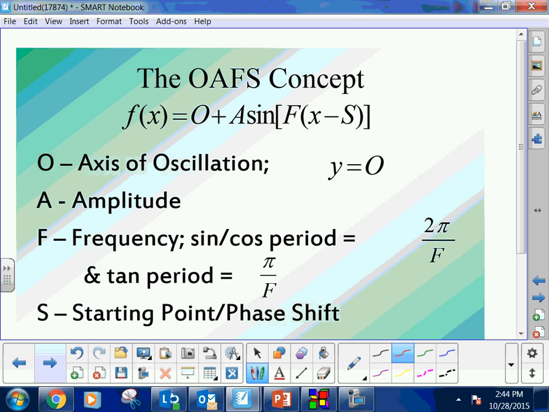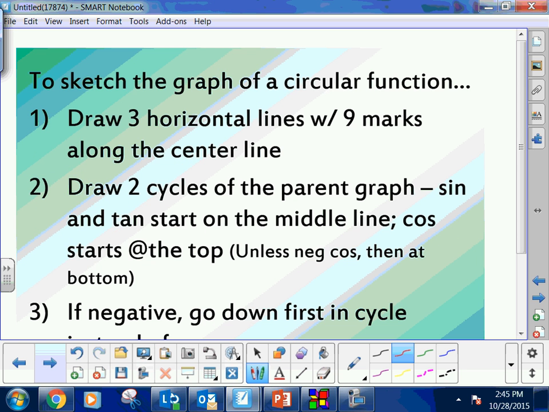Good. All right, we're going to follow a safe procedure to graph these, and it involves these steps. To graph a circular function, you start by drawing three horizontal lines, and on the midline you're going to put 9 marks. The reason for 9 is that we're really putting down 8, but since we're counting the 0, the first mark, it amounts to a total of 9. You draw 2 cycles of the parent graph.